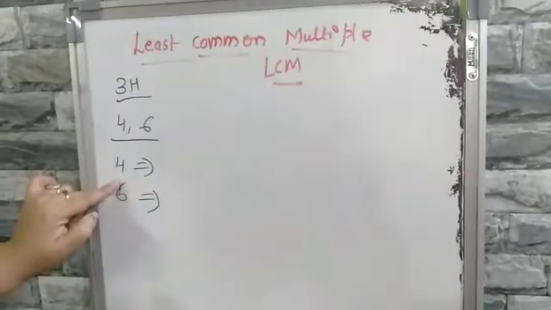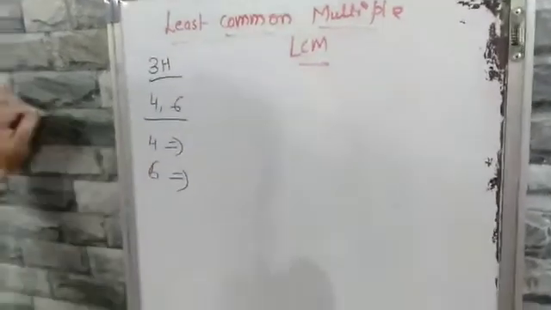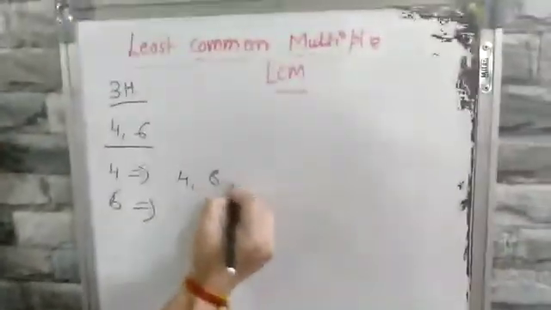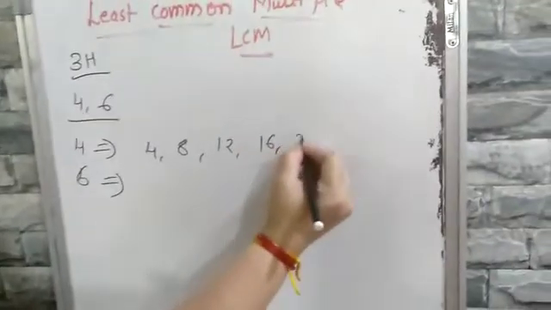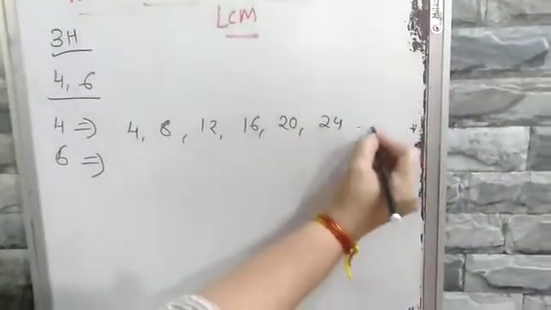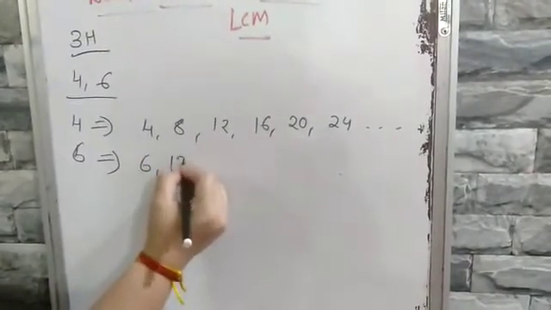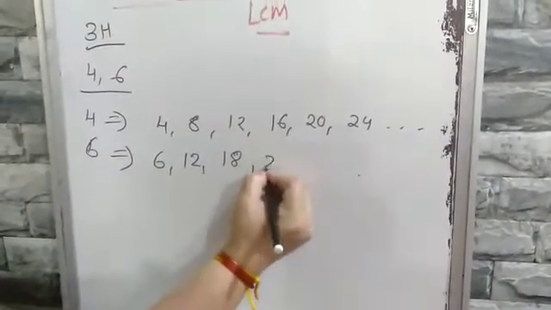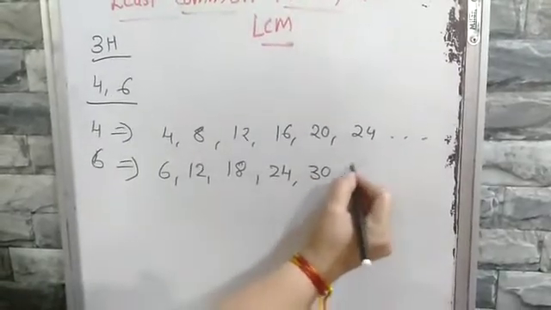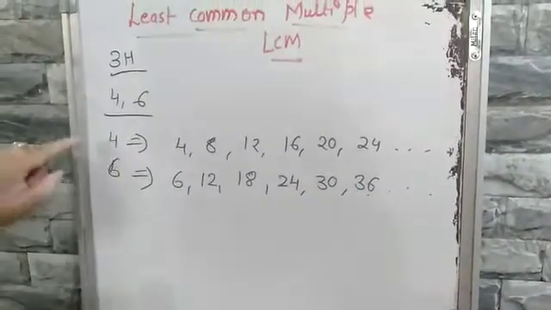I told you multiples means table. So please read the table of 4: 4, 8, 12, 16, 20, 24, and so on. Similarly, please read the table of 6 also: 6, 12, 18, 24, 30, 36, and so on. Correct? These are the multiples.